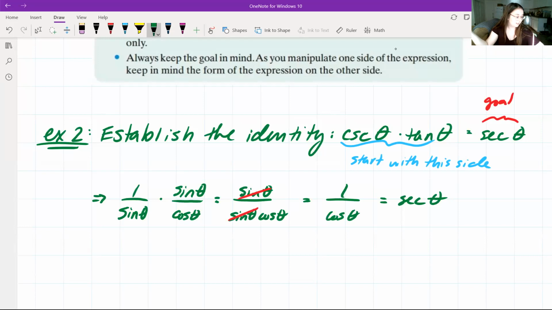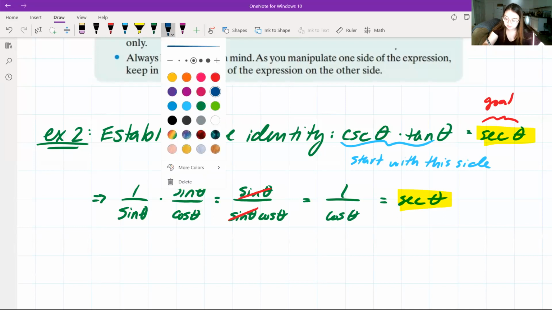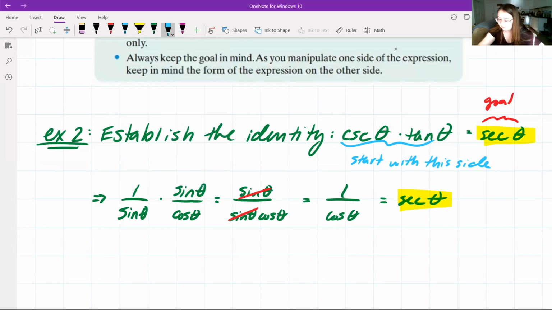So what we see here is that it worked. We see that we ended up getting our final answer of secant of theta, which is what we wanted from our goal. So this means that we are correct. So check mark, we've established the identity.